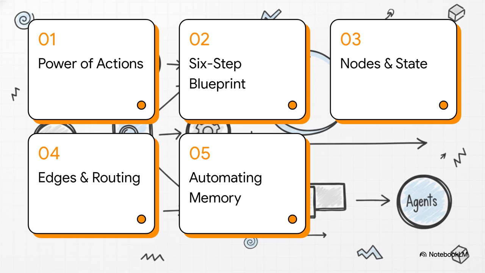Okay, let's dive into this. Here is our structured roadmap for today. 1. The power of AI actions. 2. The LangGraph 6-step blueprint. 3. Nodes and state schemas. 4. Edges and dynamic routing. And 5. Automating memory with reducers.